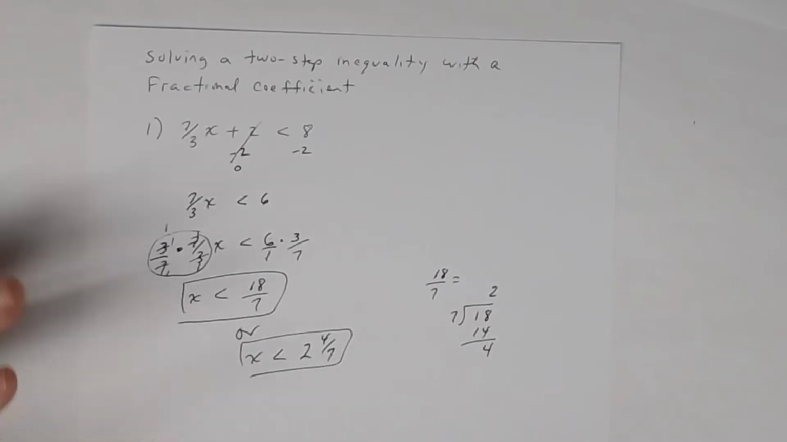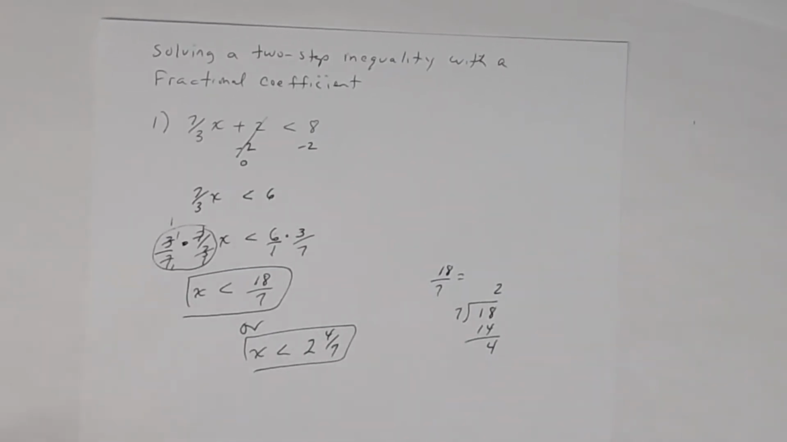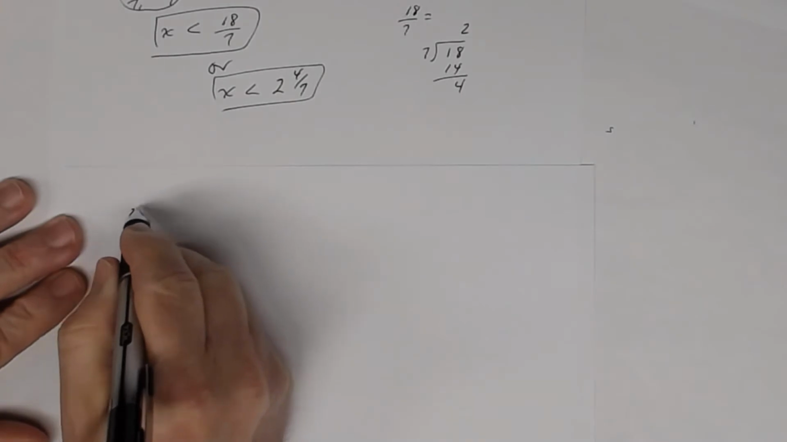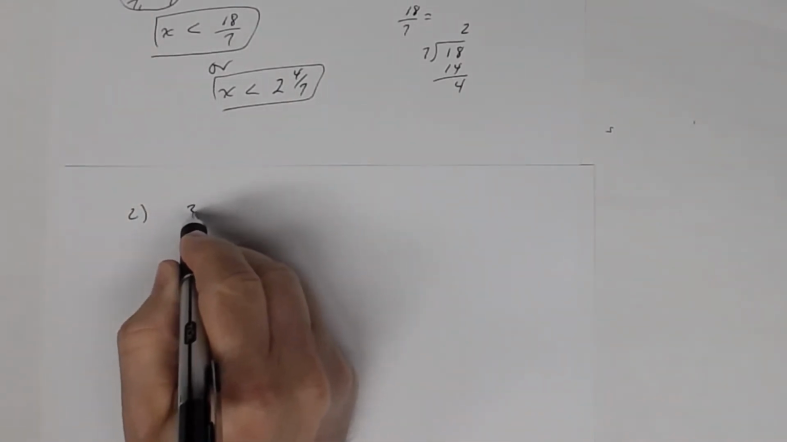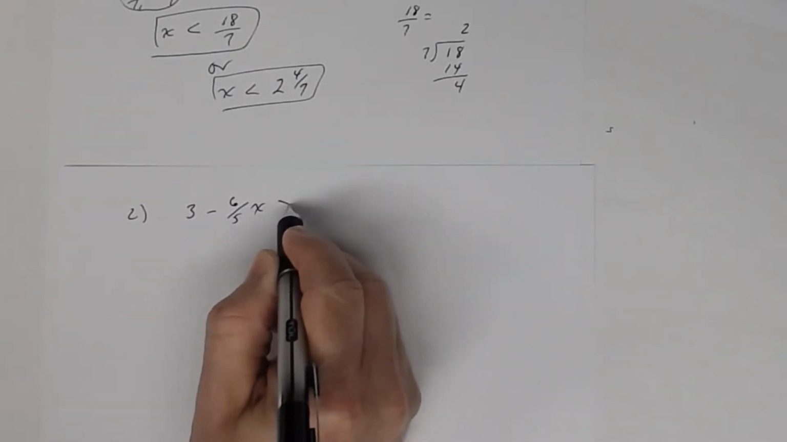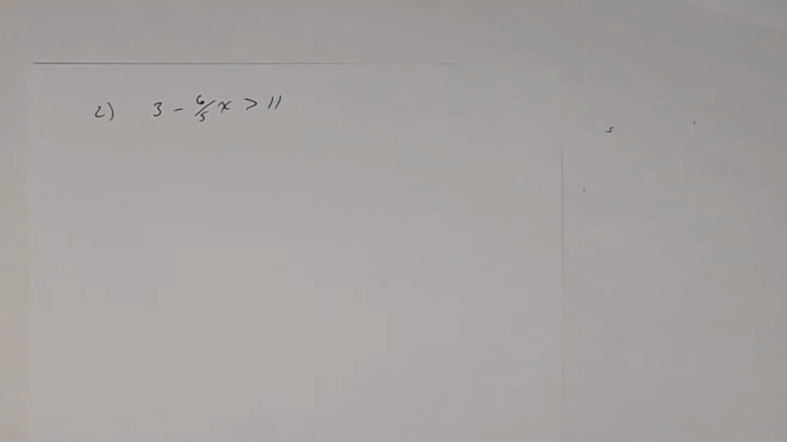So we can look at some more examples where it gets a little tricky, but you should still be able to do these without any difficulty. So let's look at number 2. So number 2, I have this inequality. I have 3 minus 6/5 x is greater than 11. So 3 minus 6/5 x is greater than 11.